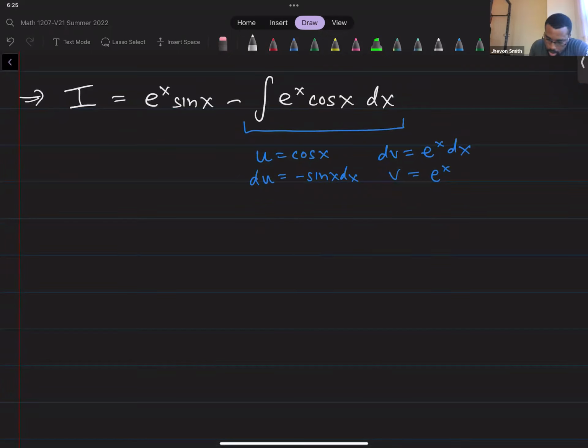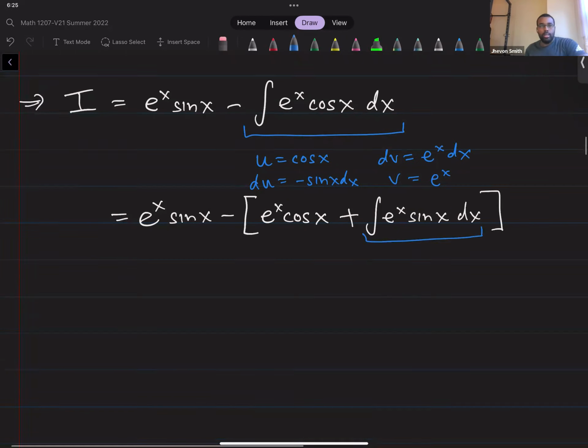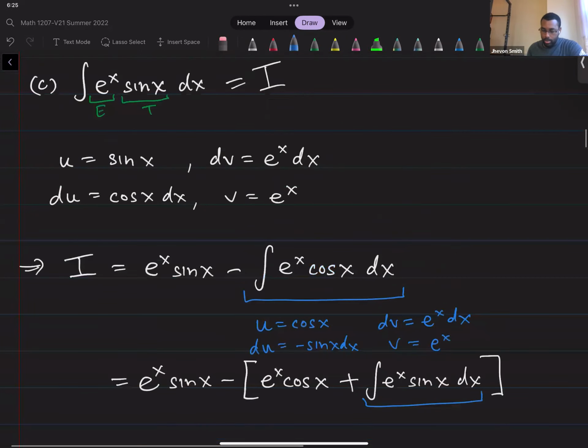So this is going to be equal to e to the x sine x minus, in parentheses, u times v minus, which now is going to become a plus because of the minus sign here, the integral of v du. So now we have another integral here. And what are we going to do with that?